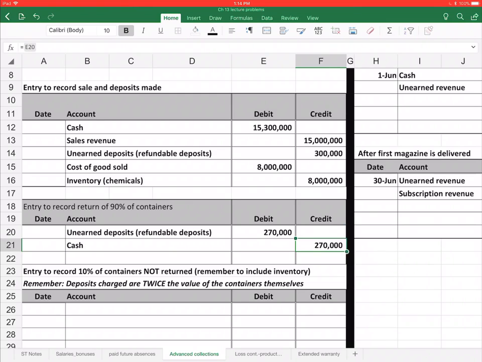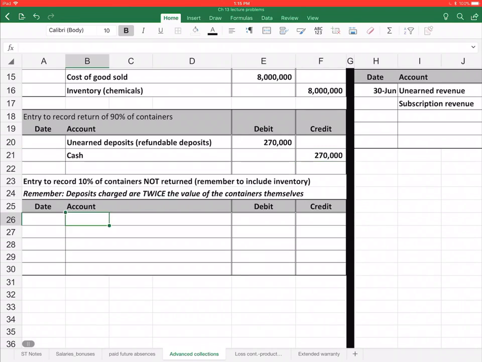Again, notice we received cash related to those deposits and accounted for it here. And now we're paying cash, but this isn't an expense to our business. This is just a return of that cash to the customers because they gave us those containers back. So we account for the return of those containers.